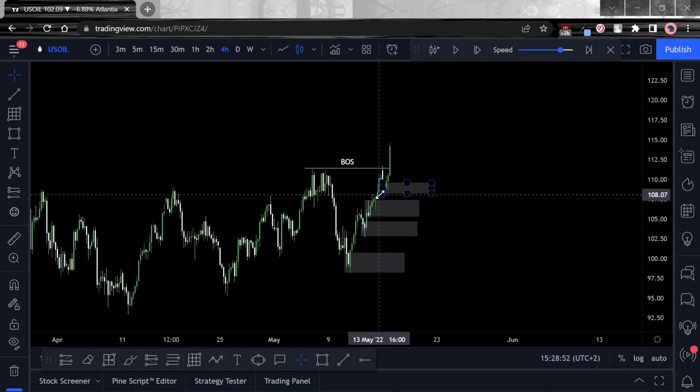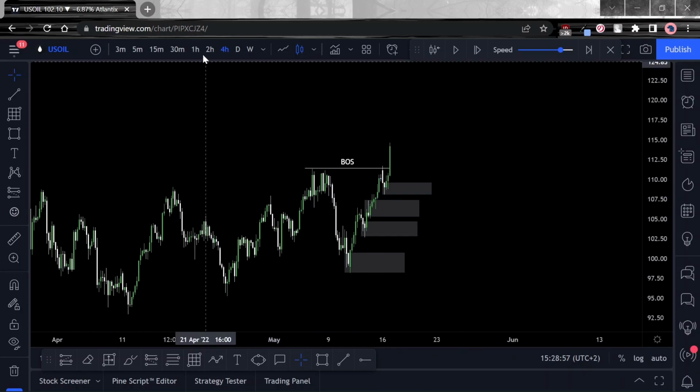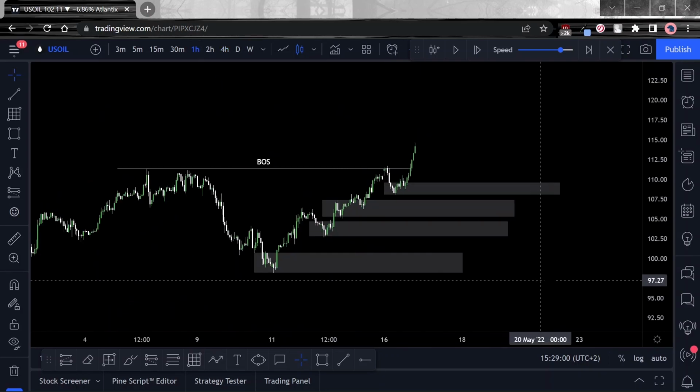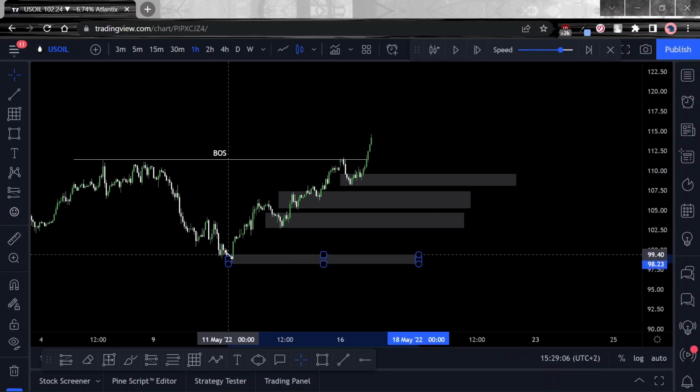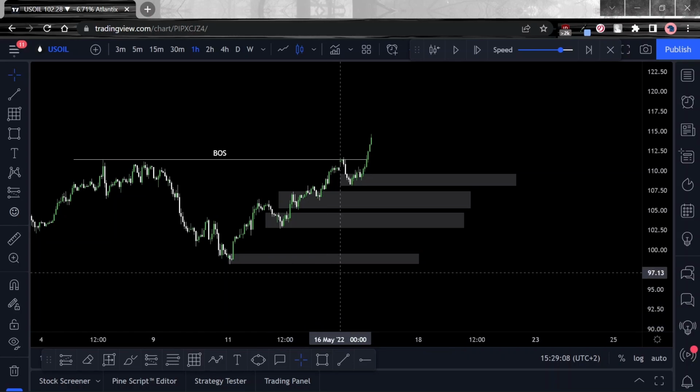But obviously, what we're going to be doing is waiting for price to give us a change of character. So if we go to the H1 time frame, we can refine these POIs if we wish to, because we're going to be taking a risk entry. So we don't want POIs that are too big. So we're going to do that.